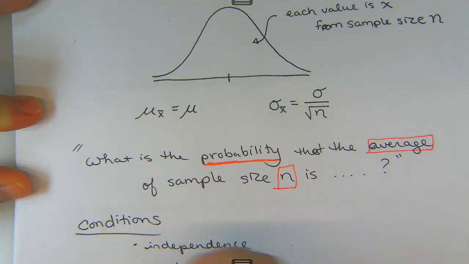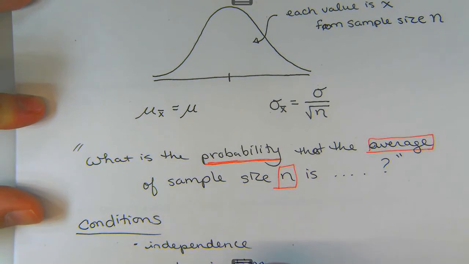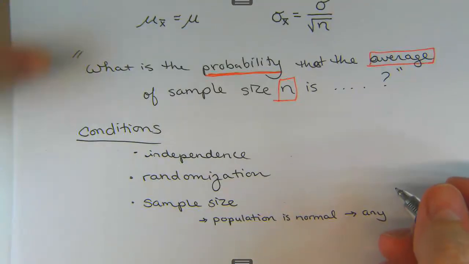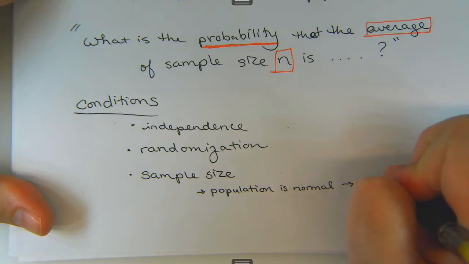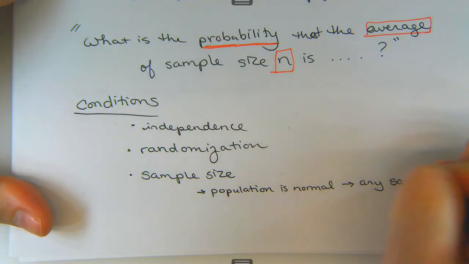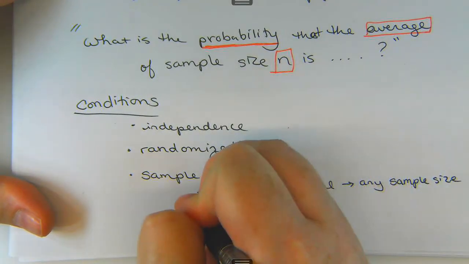And we need to check that our sample size is large enough. Again, there's kind of two scenarios here. If the population is normal, then we can use any sample size. Of course, a large sample size is always best, but we can use any sample size, and it will give us this bell-shaped curve that we want.